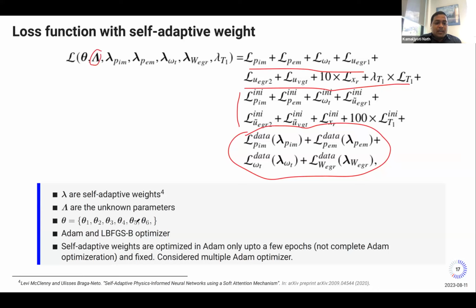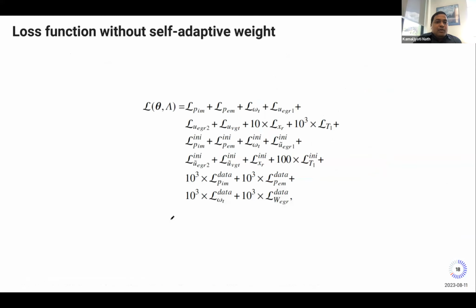These are the unknown quantities. We have 6 networks, so 6 sets of weights and biases. Then I use the Adam and L-BFGS optimizers. Here the self-adaptive weights are not optimized completely in the Adam optimizer. They are only optimized up to some point where sufficient accuracy is reached. After that, it only optimizes the network parameters and the unknowns. And for the case without self-adaptive weights, this is the loss. I remove the self-adaptive weights, and these are the standard constant weights instead.